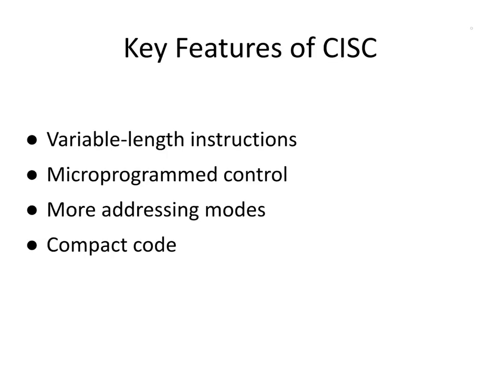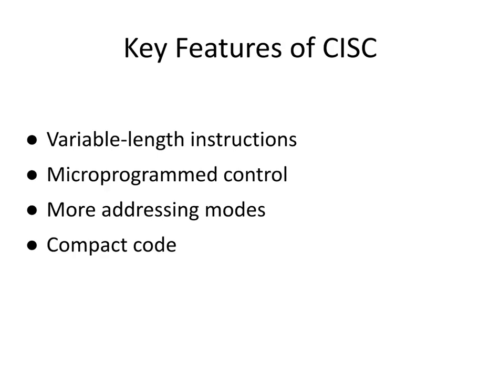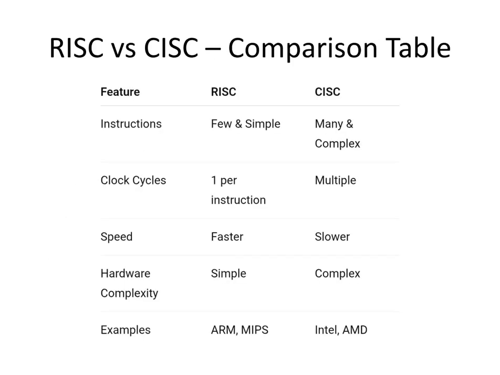Now if we talk about the features, we had fixed length instructions in RISC. Here we have variable length, right? That means an instruction can be of variable length, it's not fixed. It uses a microprogrammed control unit. It offers many addressing modes, and the code written is compact, so the code we write is short and compact. And CISC is usually used in Intel and AMD processors, usually found in your laptop and desktop.